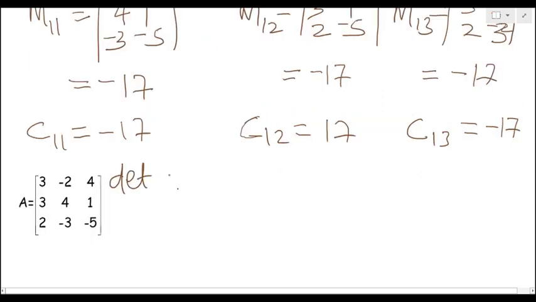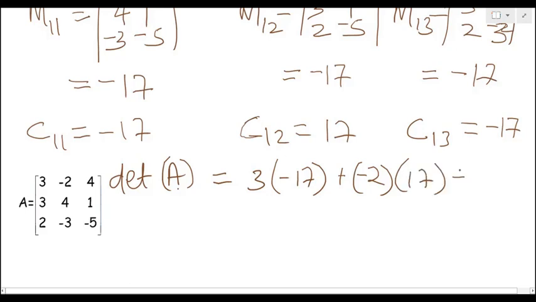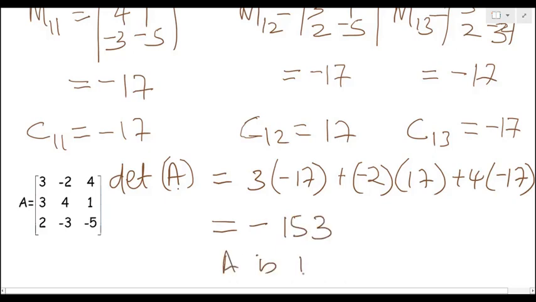Therefore, the determinant of A is equal to 3 multiplied by minus 17, plus minus 2 multiplied by 17, plus 4 multiplied by minus 17, and this simplifies to minus 153. Hence, we say that A is invertible.